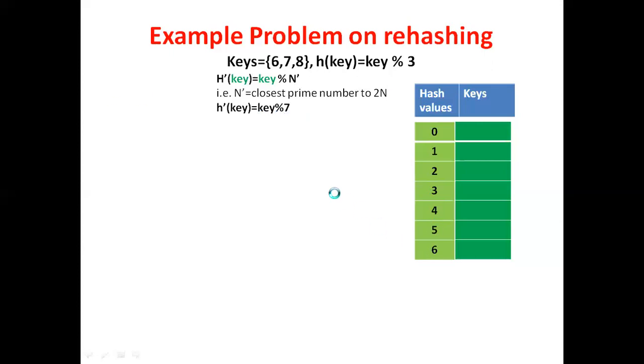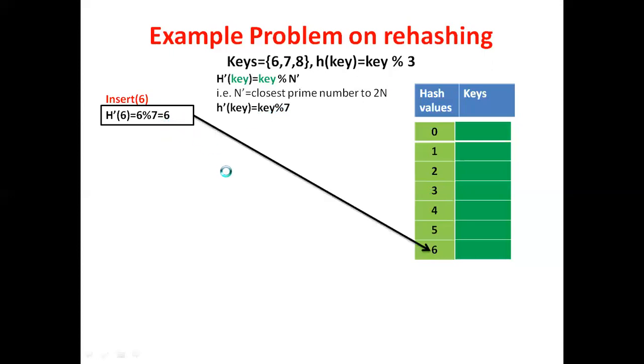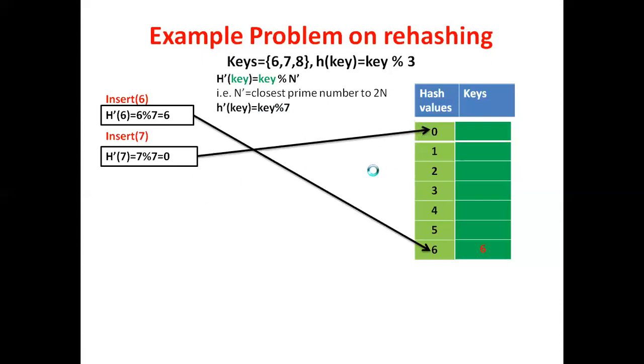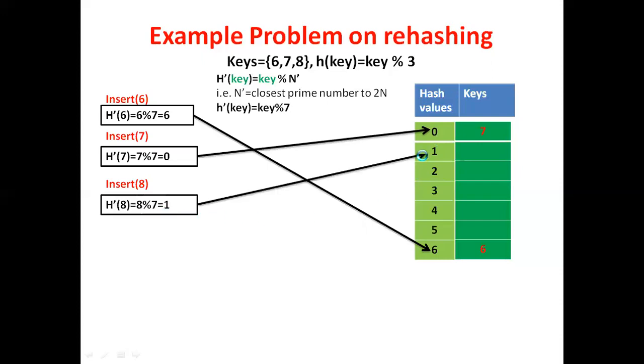Now insert 6 by using the hash function key mod 7. 6 modulus 7 means 6 is the remainder, so at the sixth bucket we are inserting key 6. Now insert 7. 7 modulus 7 means 0, so at bucket 0 we are inserting our key 7. Now insert 8. 8 modulus 7 means the remainder is 1, so at the 1st bucket we are inserting our key 8.